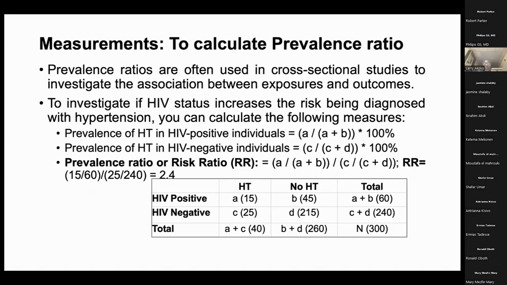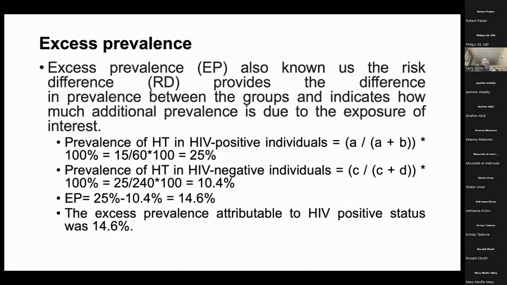So we have seen how to use the prevalence odds ratio and the prevalence ratio. And the last measure of effect that we have is what we call the excess prevalence. Excess prevalence is also known as the risk difference. This provides the difference in prevalence between the groups and indicates how much additional prevalence is due to the exposure of interest. So it means that in the absence of HIV in this case, we would be seeing only this number of hypertensive patients. But because there's HIV, we are seeing this many cases.